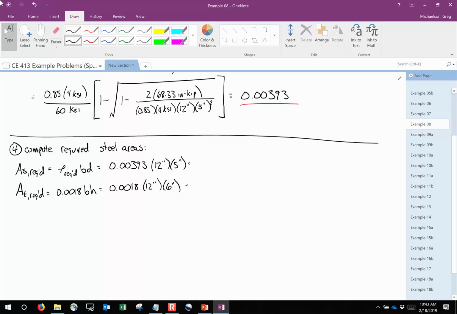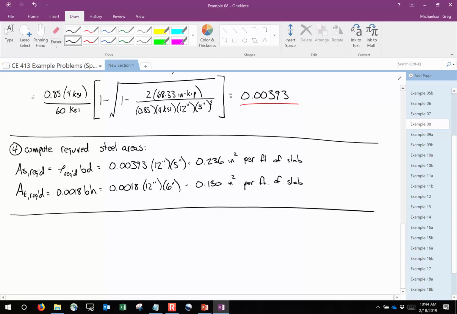Okay. And so let's take the top one. What do you get? 0.236. Do I have a second on that? Now watch this. That is square inches per foot of slab. What about the next one? So maybe 130. Okay, sound good?